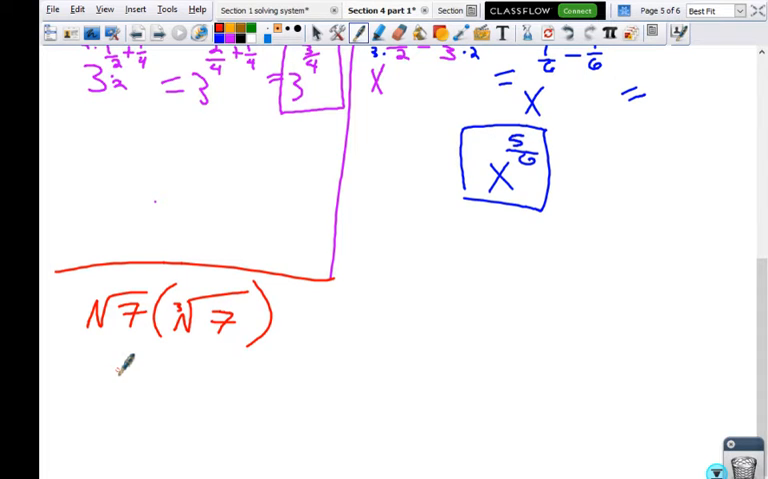7 to 1/2, right? Jason, what is the cube root of 7 in exponential form? 1/3. Okay. All right, James. Do I have common denominators over here? No.